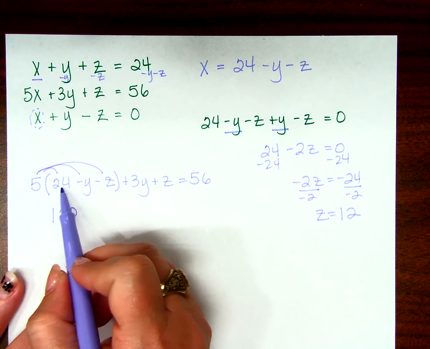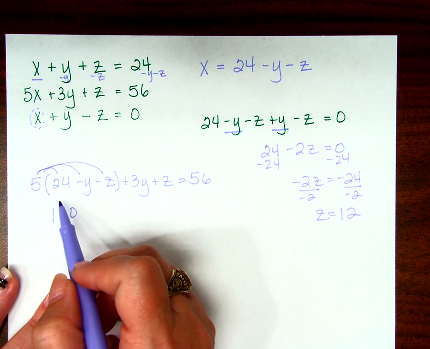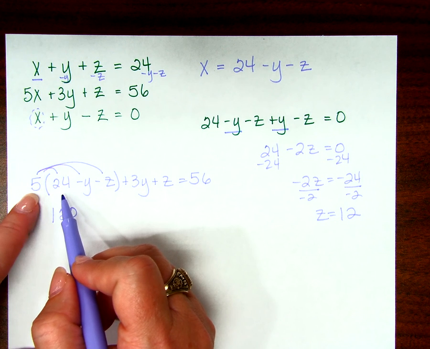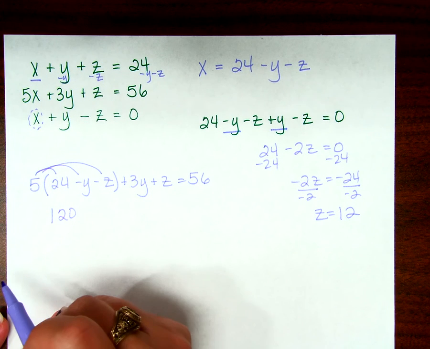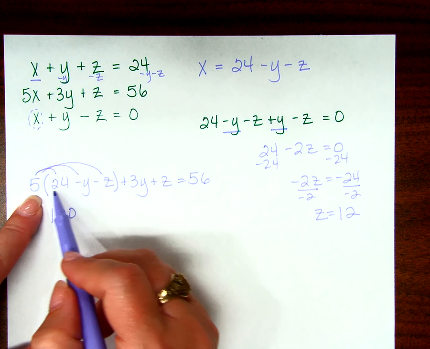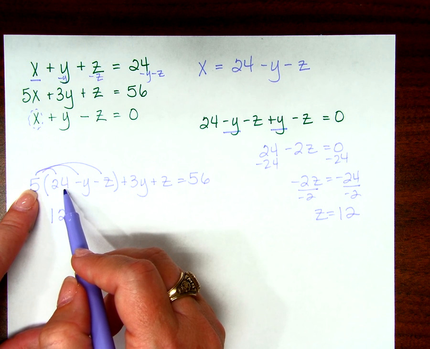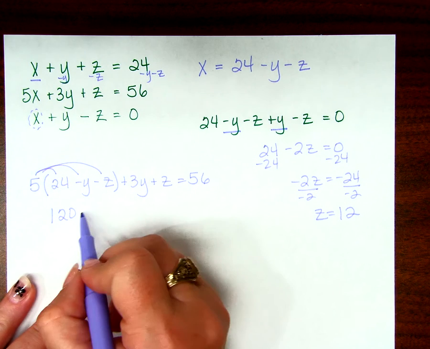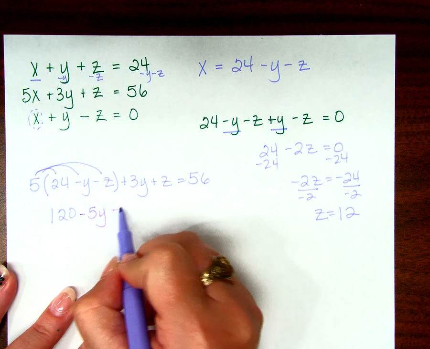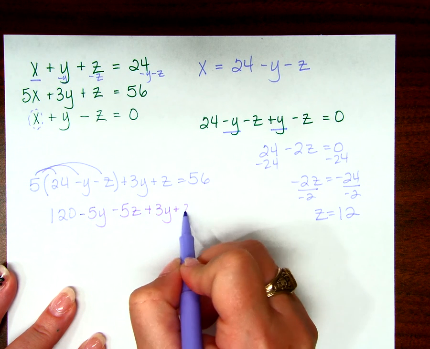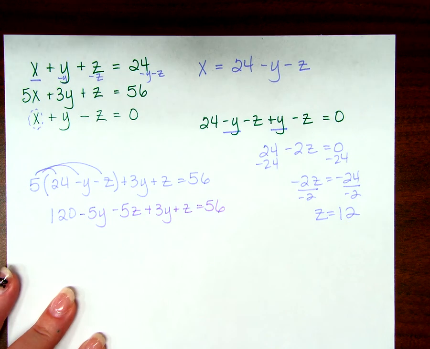I know that 5 times 25, because I know 5 quarters is $1.25, so I know 5 times 25 is 125, and it's just 1 less 5, so it's 120. Or 5 times 20 is 100, and 5 times 4 is 20, 120. Minus 5y minus 5z plus 3y plus z equals 56.